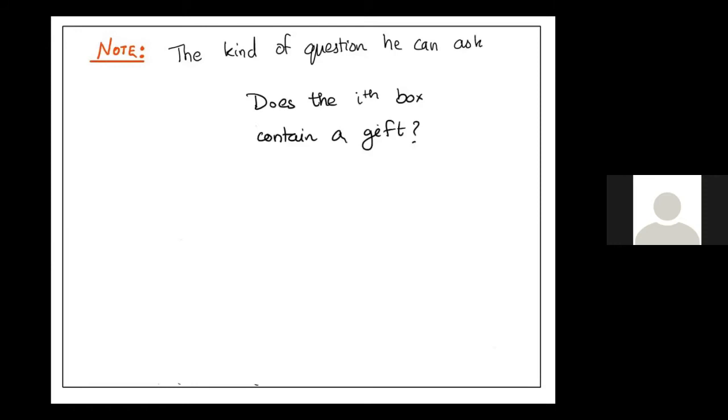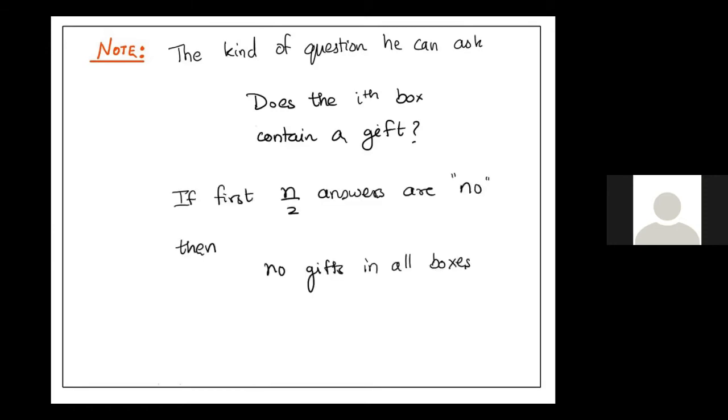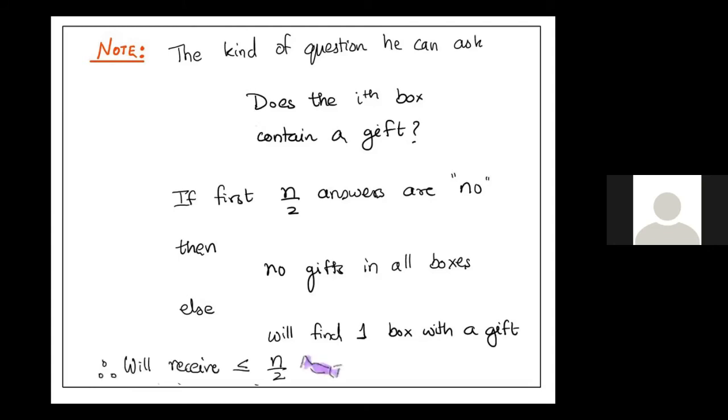The kind of questions he is allowed to ask is, does the ith box contain a gift? Which is equivalent to him just opening the ith box and checking whether there is a gift. And very simply, you can see that if the first n by 2 answers are no, then there are no gifts in all the boxes, because obviously he's opened half of them. If he finds at least one box with a gift, then of course that's the only situation that is possible, that at least half of them have gifts in them. So the brother will never give you more than n by 2 chocolates. That's very trivial to see.